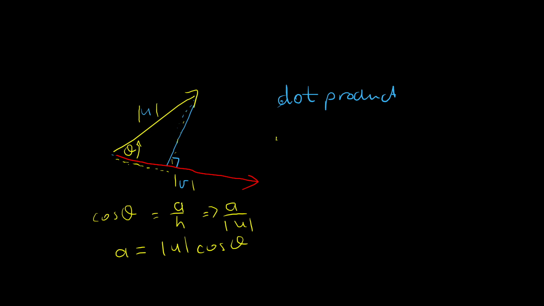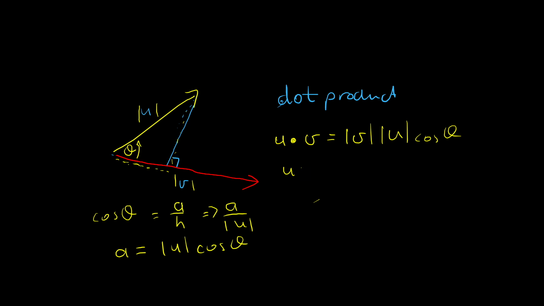So the dot product of u and v, and we use a little dot to indicate dot product, we're going to say it's actually the magnitude of v multiplied by the magnitude of u, and then also cos theta. So this is the definition of dot product. It's basically the magnitude of the one vector in the direction of the other vector, multiplied by the other vector's magnitude.